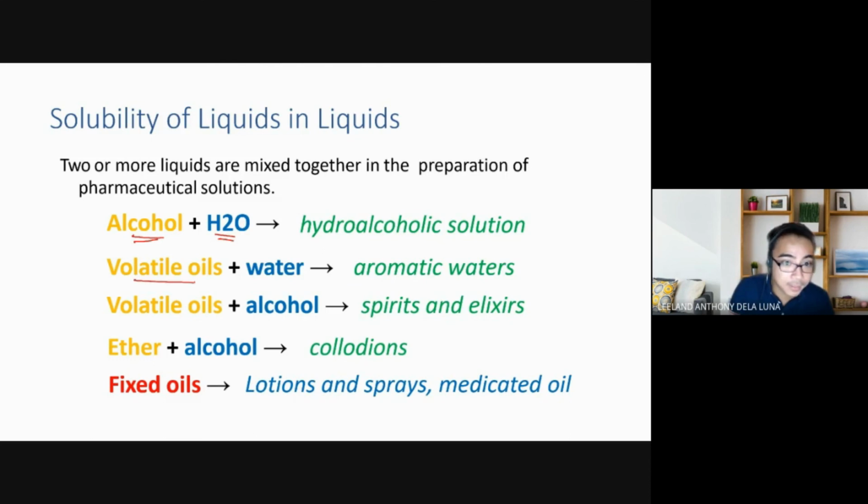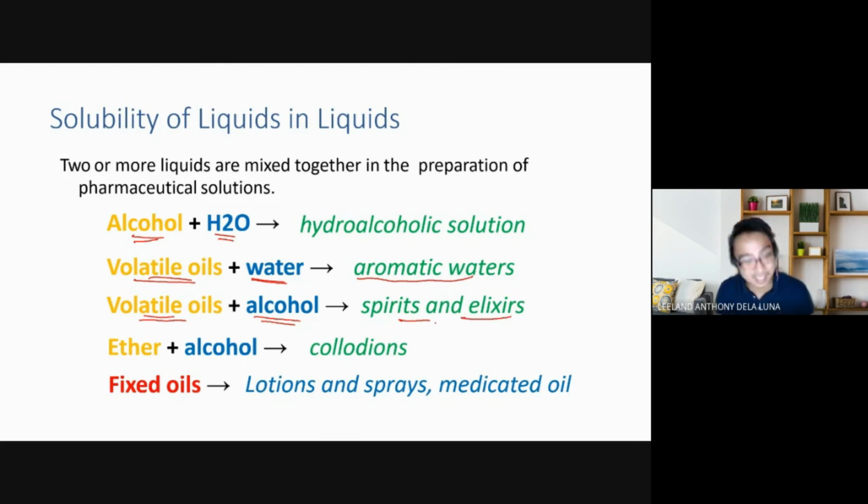Volatile oils. Okay, volatile oils, just so you know, class, is polar by nature. Okay, so hence we can combine it with water. We are now able to create aromatic waters. Okay, obviously, class, volatile oils, which is polar, can also be dissolved in a polar solvent such as alcohol. Okay, wherein we create a spirit, or what we call, elixirs.